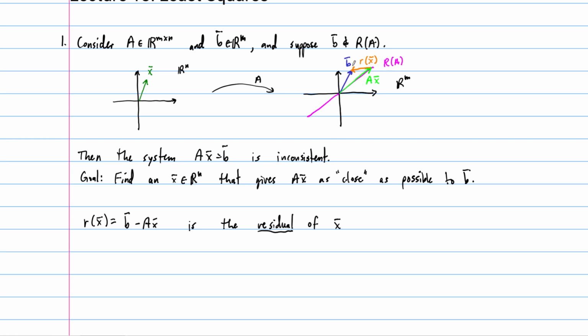And so what we're going to do is, again I said we need to make a determination here of how we're going to measure this word close, right, as close as possible between the vector Ax and the vector B.